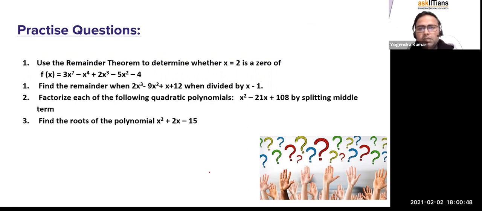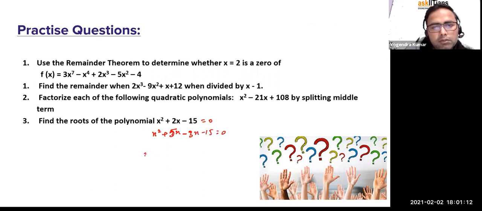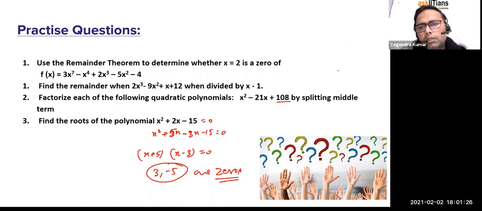Factorize each of the following quadratic polynomials by the splitting middle term method. If you want, I can do this. This is also a root of the polynomial, so we can equate this also to 0. So x square plus 2x minus 15 equals 0. Splitting, 3 fives are 15, so 5x minus 3x minus 15 equals 0. So x plus 5 and x minus 3. So 3 and minus 5 are zeros.